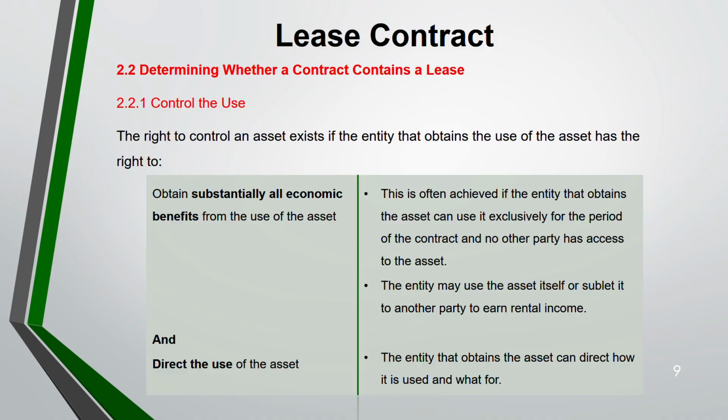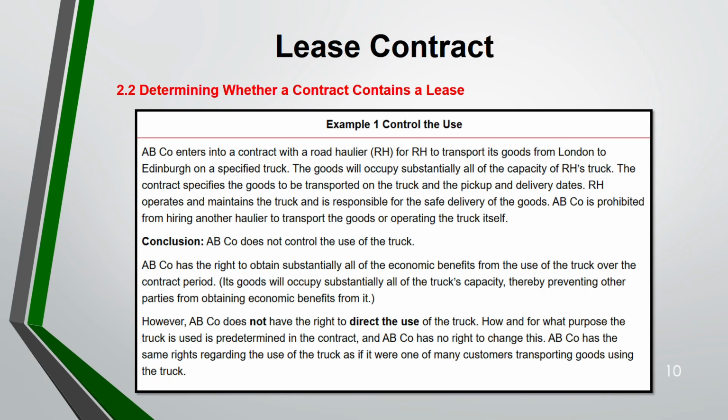Next, this is an example where there's control of use. We'll see whether they are controlling the use or not in this contract. So let us go through this example. It's about AB entering into a contract with a road haulier, RH, to transport its goods from London to Edinburgh on a specified truck. So the goods will occupy all of RH's truck. The contract specifies the goods to be transported on the truck, and the pickup and delivery dates.